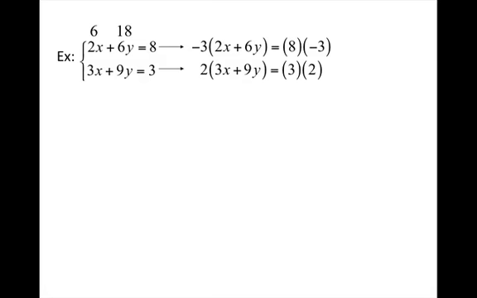So if I want the x coefficient in the first equation to be a negative 6, I need to multiply that entire equation by a negative 3. Since I'm putting my negative in the first equation, I want my second equation to have a positive 6. So I need to multiply that equation by 2 to get a positive 6.